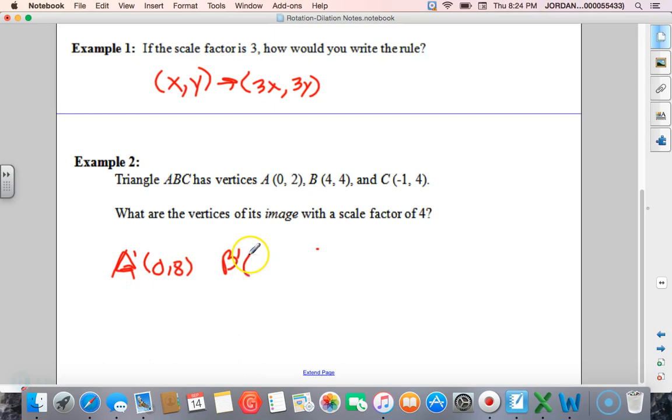B prime is going to be 4 times 4, which is 16, and then another 4 times 4, which is another 16. All right. C prime is, of course, negative 1 times 4, so that's negative 4, and 4 times 4, which is again 16. So these would be the vertices, the coordinates of the new triangle, with a scale factor of 4 being applied to this original triangle. Cool. All right, let's keep on cruising.